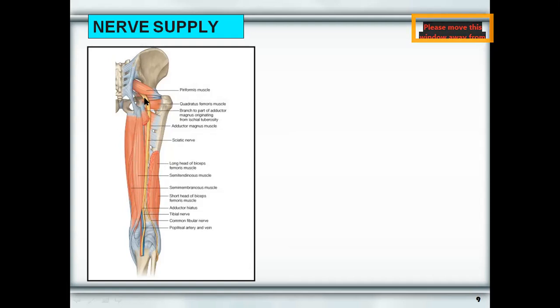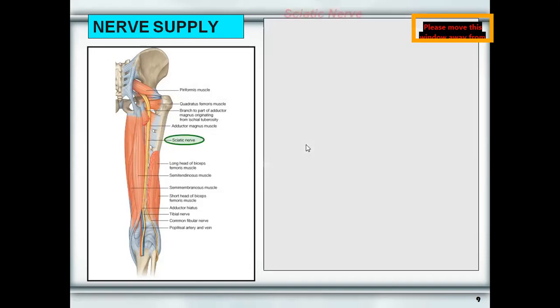And the sciatic nerve is running over these muscles, and it is finally bifurcating into two. That is the common peroneal, which is running towards the lateral side, and the tibial nerve, which is running towards the medial side. That's how the common peroneal component is supplying the short head of the biceps femoris. Rest all muscles of the posterior compartment of the thigh are all supplied by the tibial component of the sciatic nerve. Okay, so that's what.